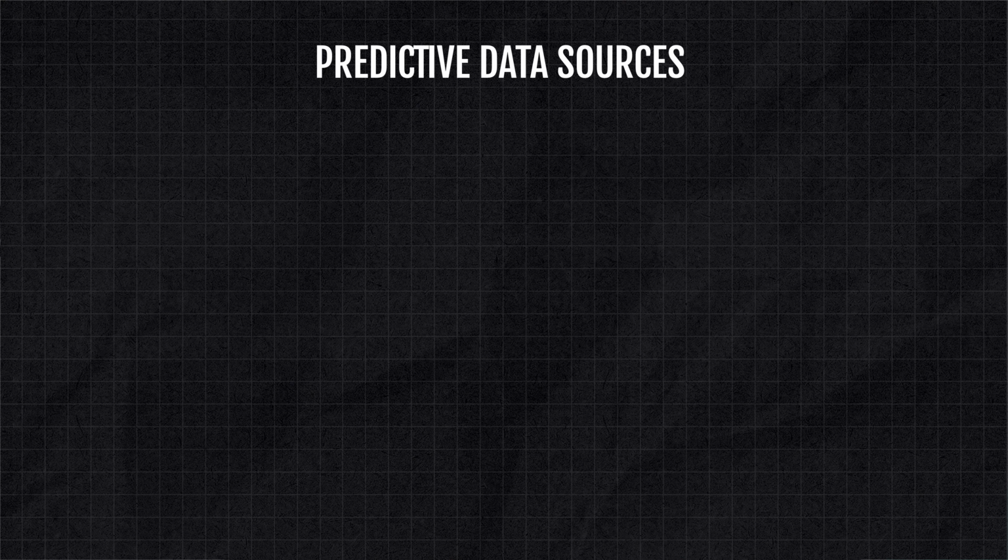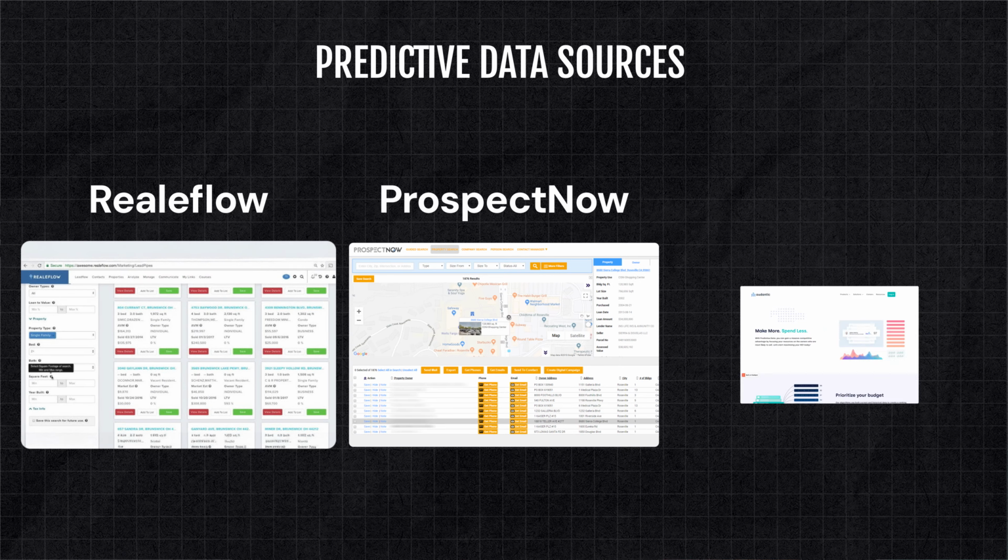You then have predictive data, a little more expensive, but they use thousands of machine learning data signals to predict someone's likelihood of sale. There's three good sources for that. You have ReallyFlow, Prospect Now, and you have Audantic. So those are your data sources where you build your data sets.